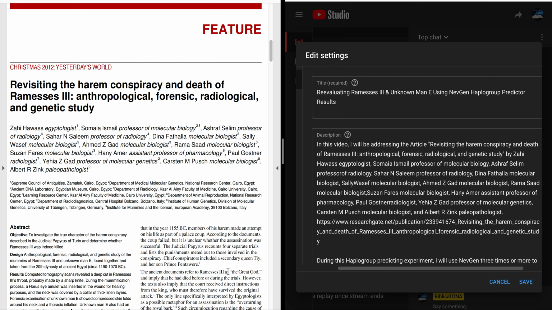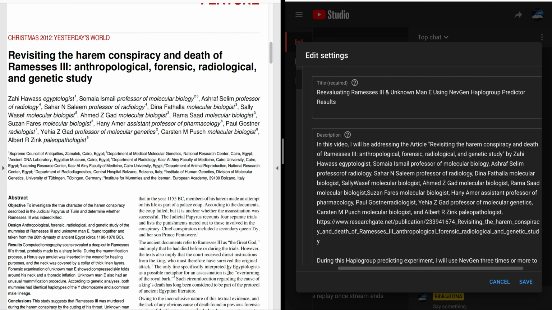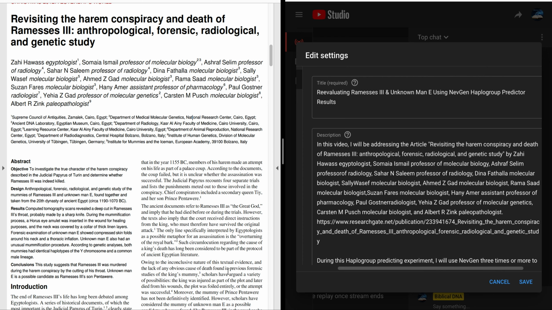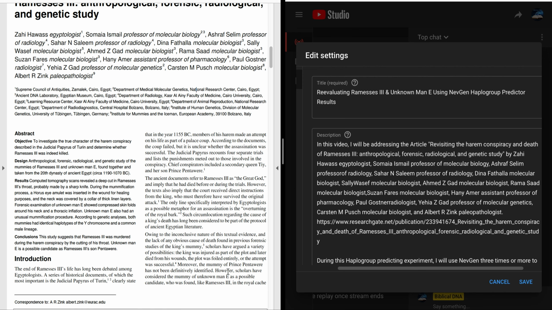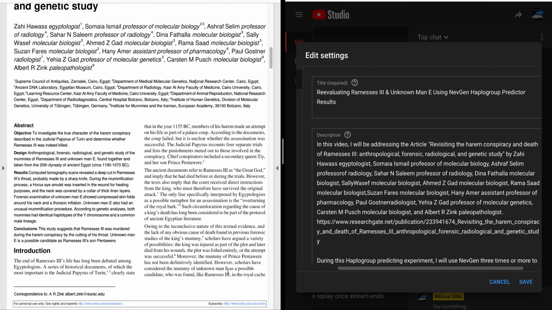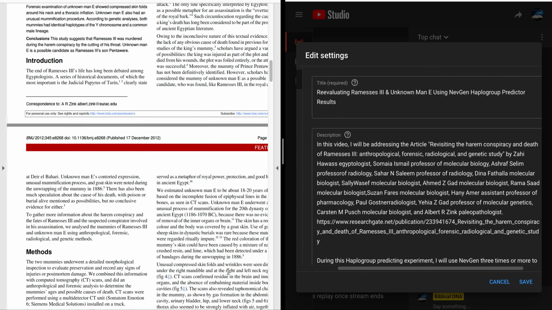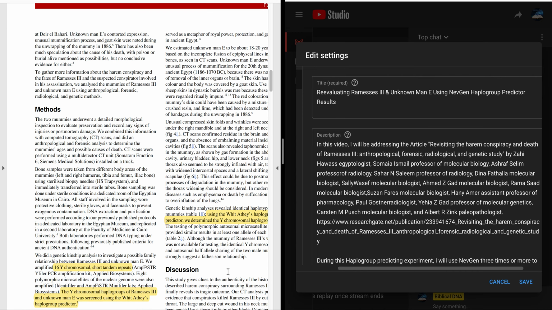Now, in case you're new to this information, this is the study that examined Ramses III to get his DNA for the haplogroup. This is the article that's used with 23andMe to say Ramses III's haplogroup was E1b1a, or E-M2, or E-V38.